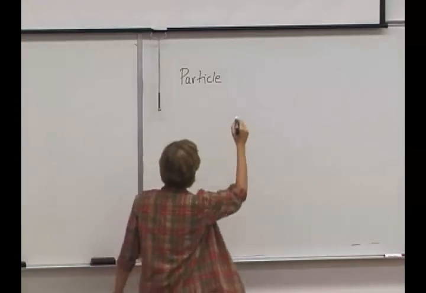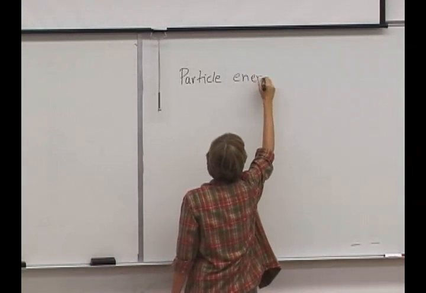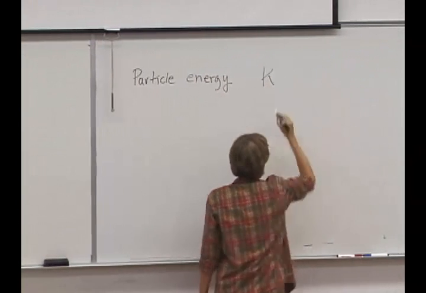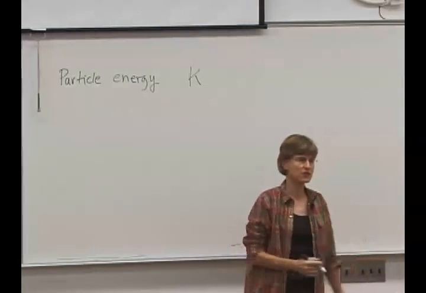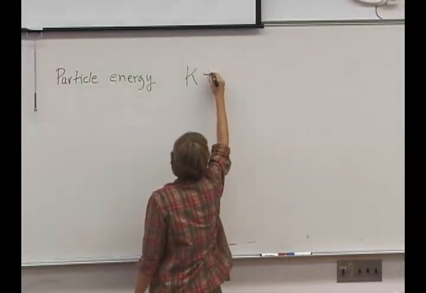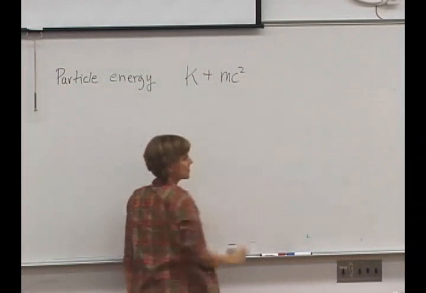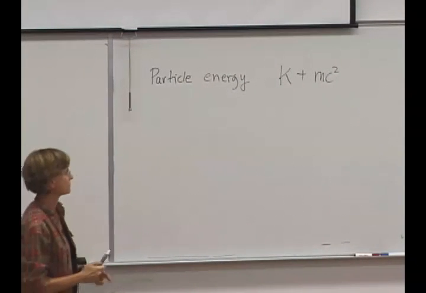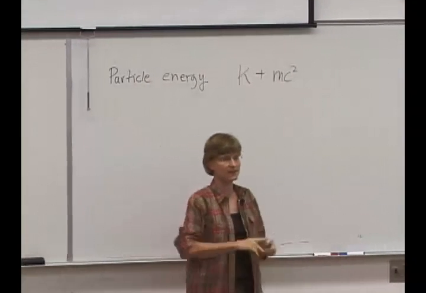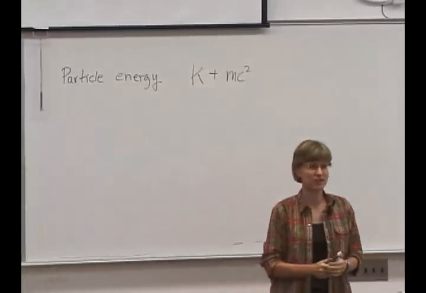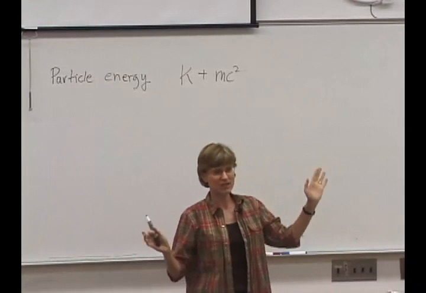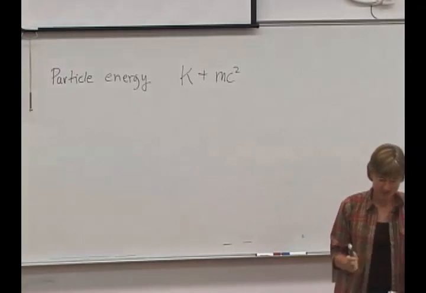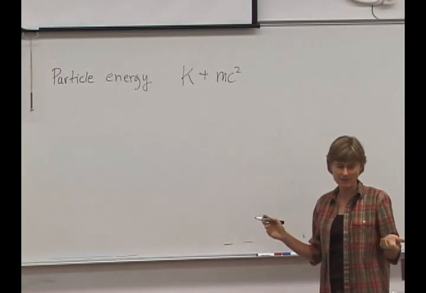The energy of a particle really only has two parts. It can have kinetic energy, which is energy due to its motion, and it has rest energy, mc squared, the energy associated with having its mass. And that's it. It can't have vibrational energy or rotational energy. A single particle doesn't have any potential energy because potential energy is due to interactions of more than one thing. So that's all a particle can have.